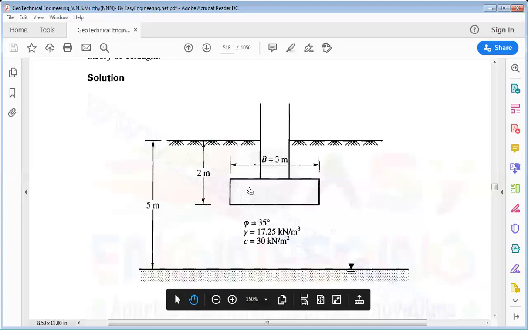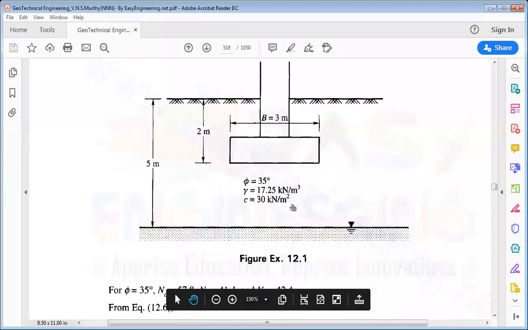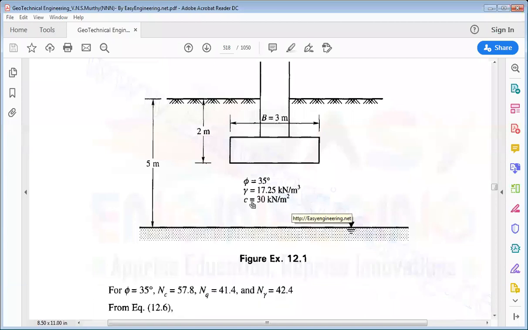Gamma, that is the unit weight of the soil, is 17.25 kN per meter cube, and C, that is the cohesion, is given as 30 kN per meter square. As it is given, it is a c-phi soil, so C is also given and phi is also given. Clear? Gamma is also given.